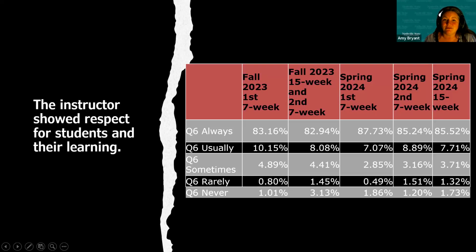The instructor showed respect for students and for their learning. High again. Question six always was always above 80%. Never, highest was 3.13% in our 15 week and second 7 from fall.